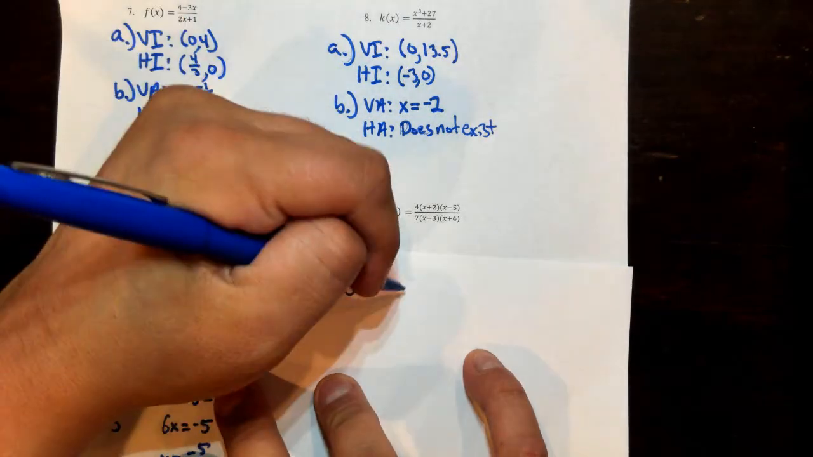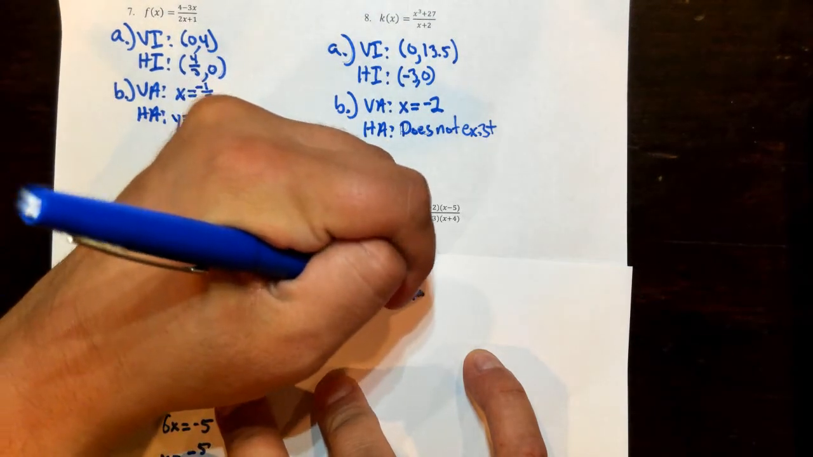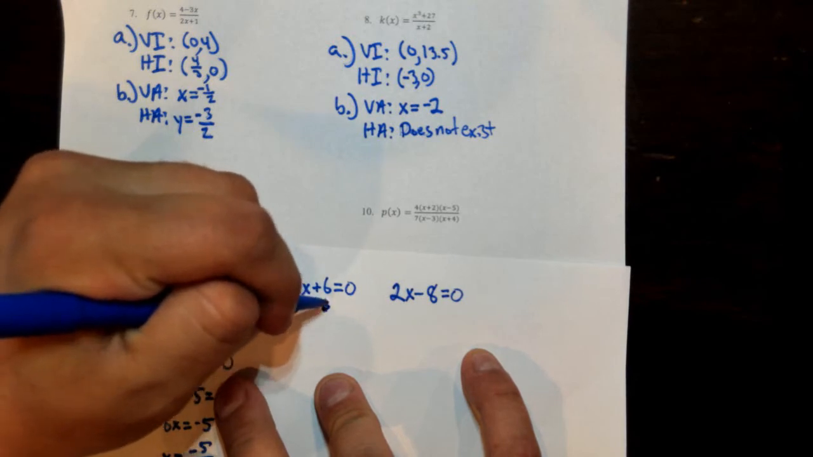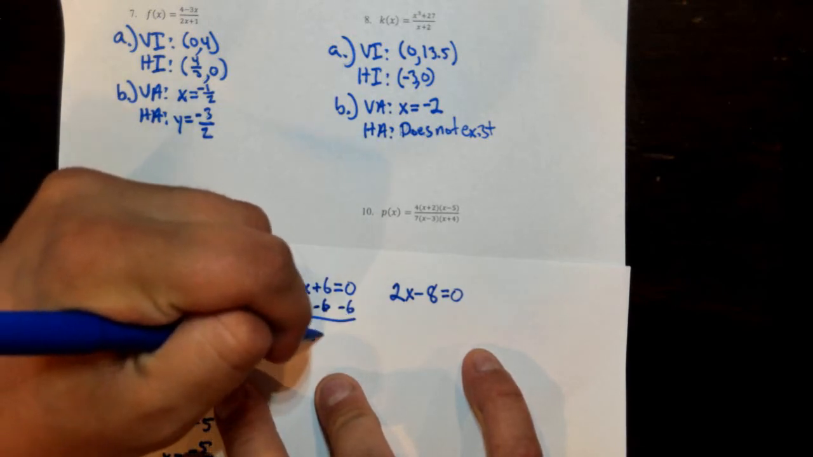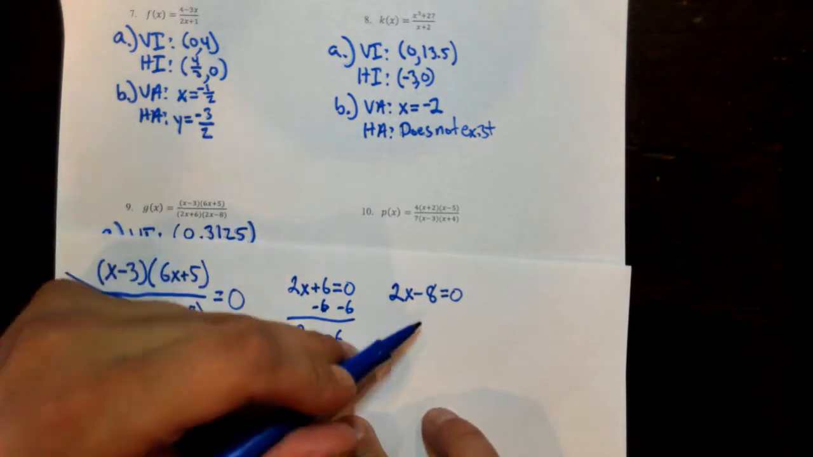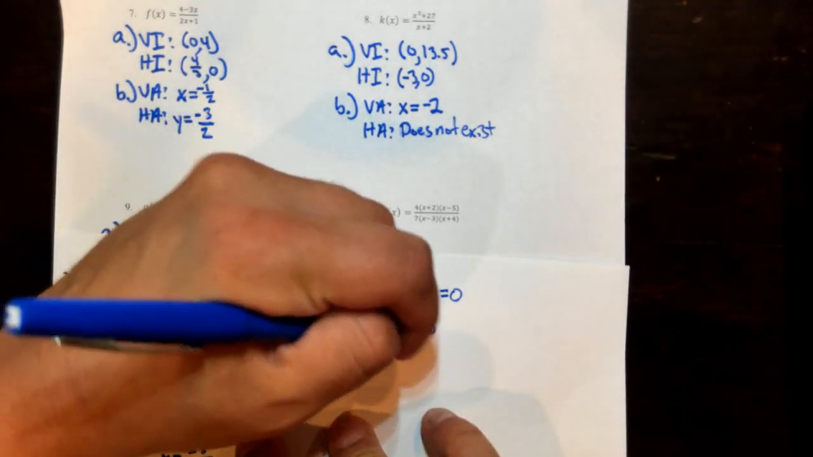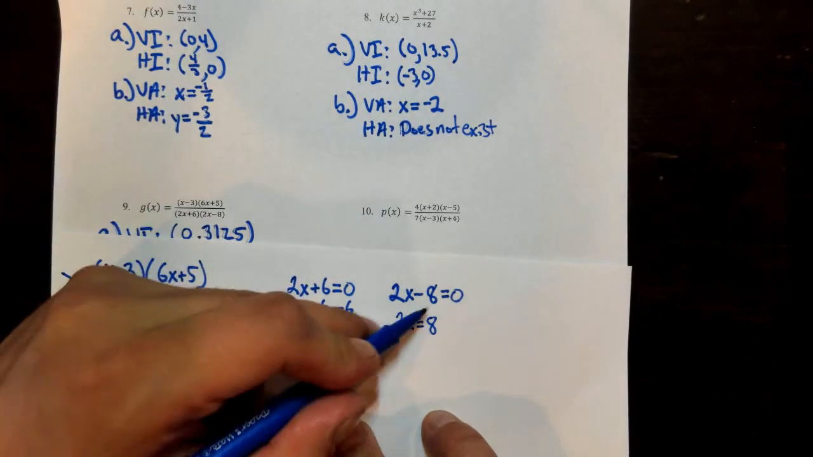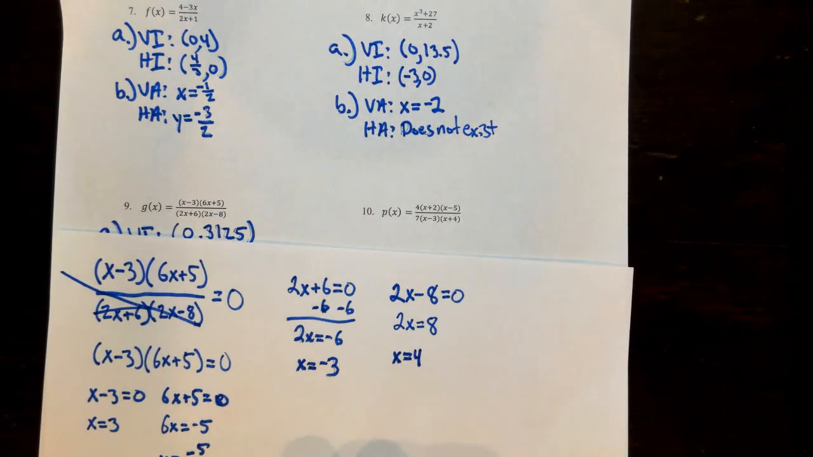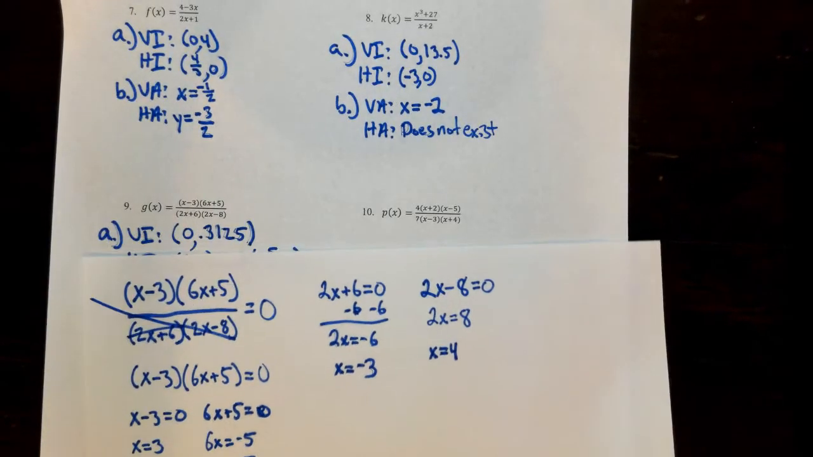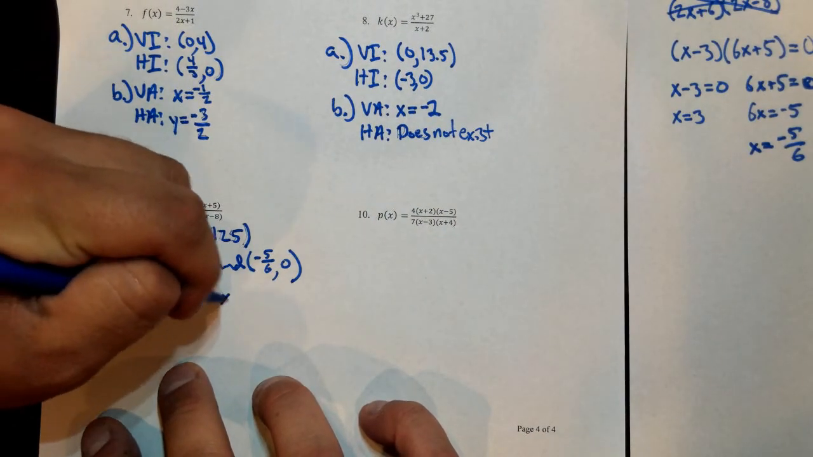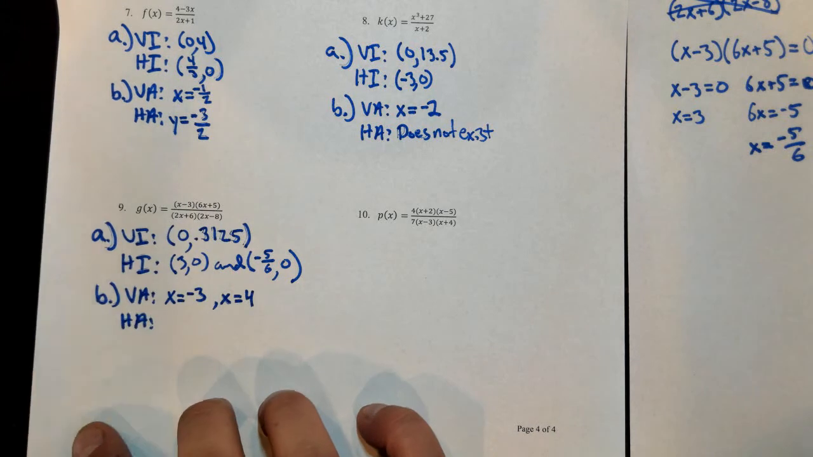That's going to tell us what x value we can plug in that will give us 0. So we subtract 6 from both sides. 2x equals negative 6, which x is going to equal negative 3. And then 2x equals 8. I just moved 8 over, and then we divide both sides by 2. X equals 4. So we have 2 vertical asymptotes. We're going to have one at x equals negative 3 and x equals 4.